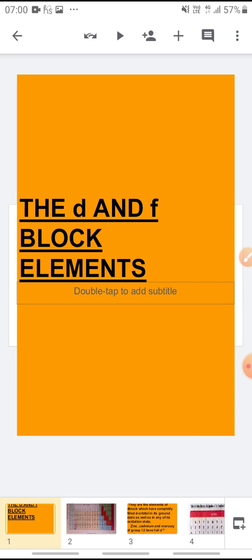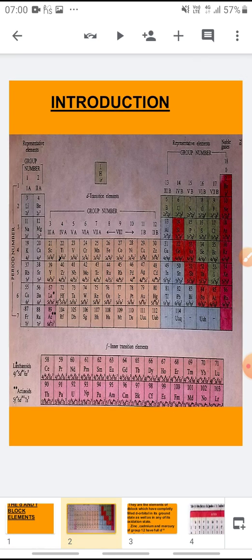Today I'm starting with the next chapter, that is chapter 7, the D and F block elements of the periodic table. Now, children, we'll start with the introduction part.